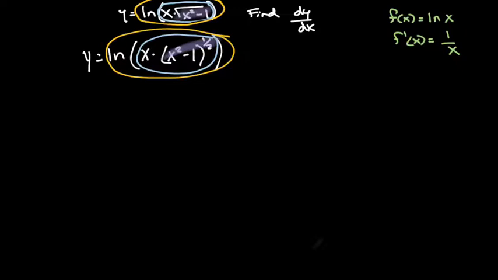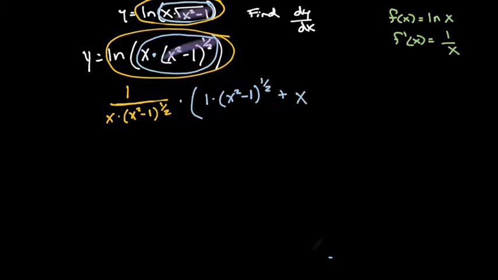So let's go ahead and start taking a look at this. I know the derivative of natural log is just 1 over, so I'm going to have 1 over all of that stuff, and I can go ahead and write that down. No big deal. And then I need to multiply by, and this is a product, right? So I'm going to need to use product rule. So I've got the derivative of x, which is just 1, multiplied by x squared minus 1 to the 1/2, and then I add x multiplied by the derivative of the other stuff.